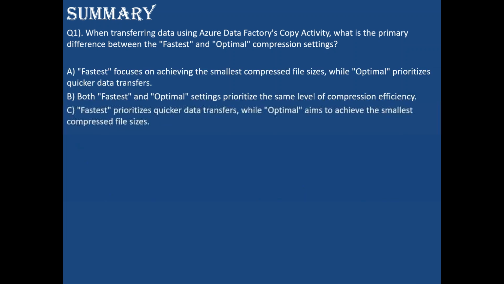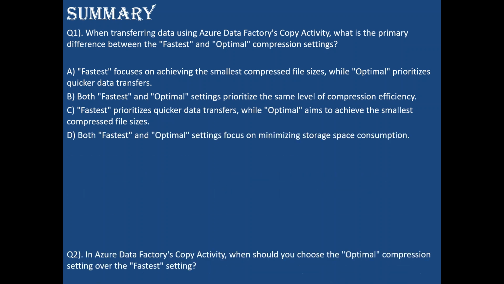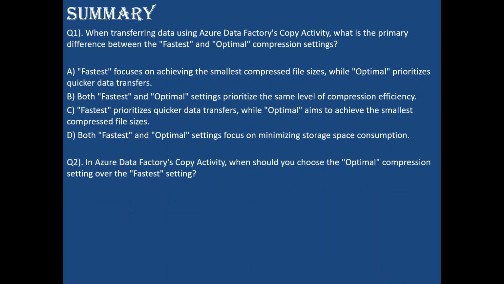Very simple. Fastest focuses on achieving smaller compression file sizes? No. Fastest prioritizes quicker data transfer, optimal is smallest compression files. The answer C is correct. B and D say both are the same, but they are not the same. Fastest is basically for saving the time, optimal for saving the storage. So answer C is correct.